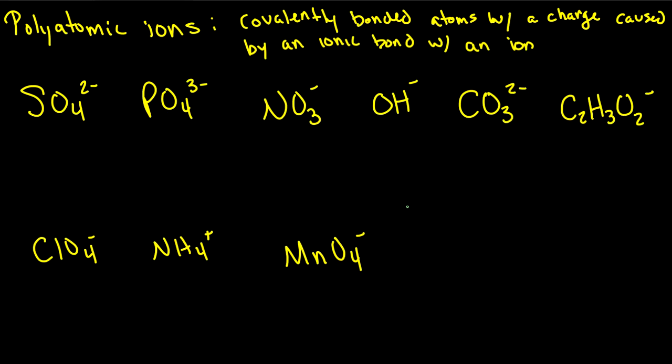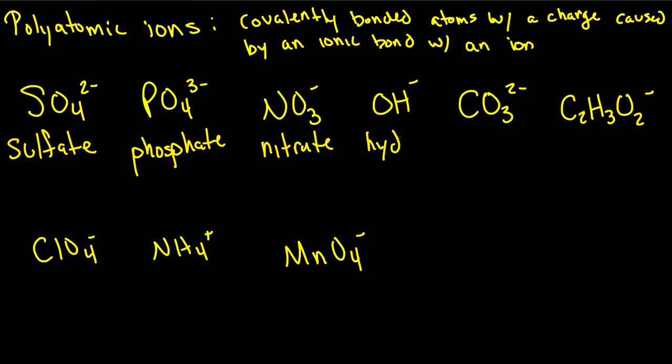You'll also want to know the names of common polyatomic ions. There are tables and lists available of these online that you might want to download or print. Here are a couple listed for you. For example, SO4, that's called sulfate. PO4, that's called phosphate. NO3, that's nitrate.